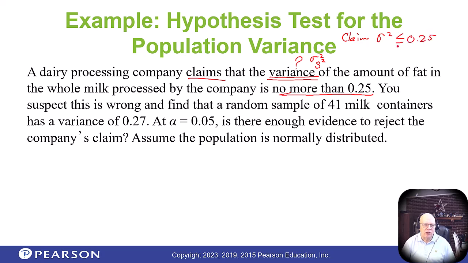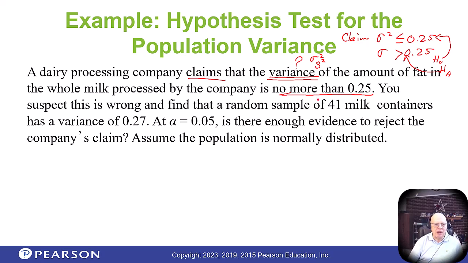0.25. Right away, what's the opposite of that? The variance is greater than 0.25. And then you'll separate those into the null and the alternate hypothesis. The null, of course, will be this one because it has the equals. The alternate, it's the remaining one. You can't go wrong.